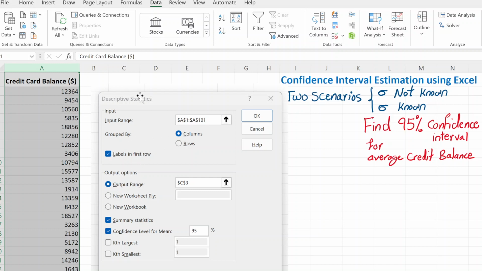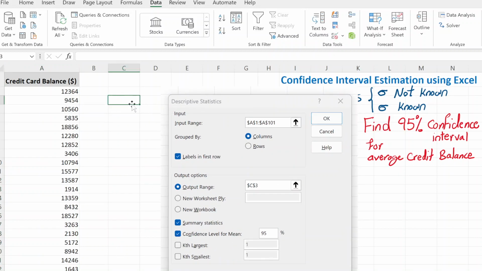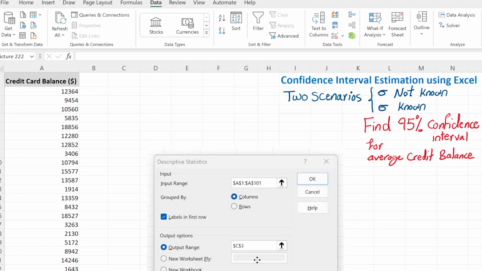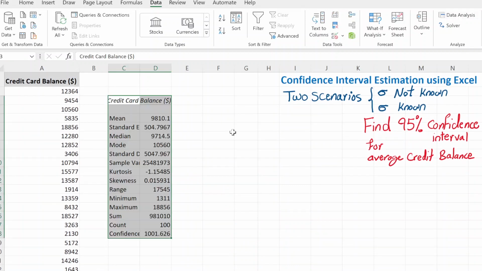And then for output range, I want the output to be in the same sheet. So let's say we select C3 as the place to start placing the summary statistics table. Click on summary statistics so that the table is generated. And the confidence level by default in Excel is 95%. So if you want anything else, just change this number. And that's it. Click OK. The moment you do that, this output is going to show up.